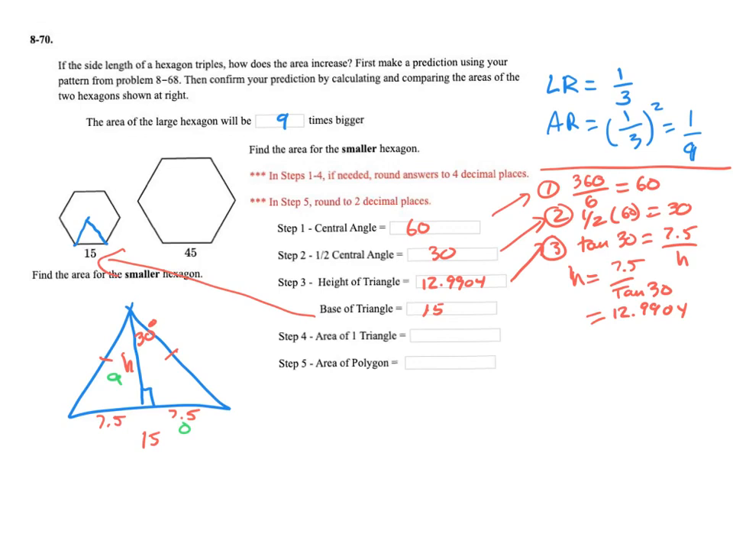Next, we have to look at the area of one triangle. The area is equal to base times height divided by 2. In this case, my base is 15, and my height is 12.9904, divided by 2. Again, I'm going to want to go 4 decimal places here. When I do that, I end up with 97.4279.